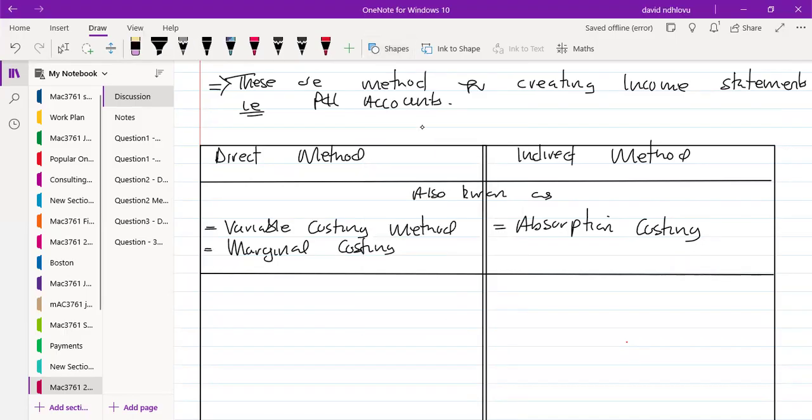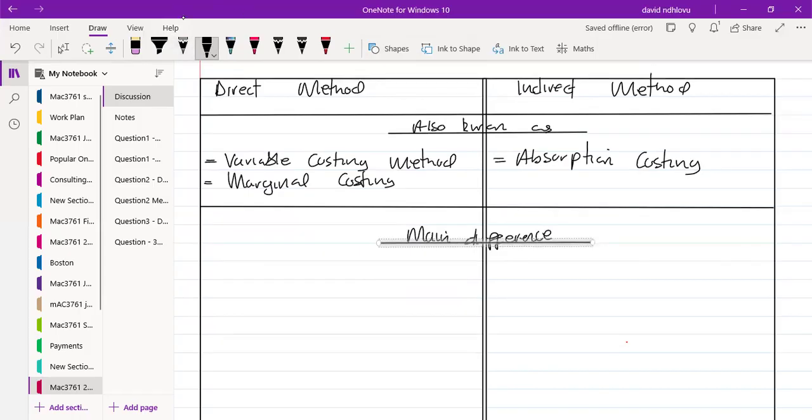How do we differentiate the two? What is the main difference between the two? Who can explain that, good people? The main difference between the two income statements. Who can give an explanation there?